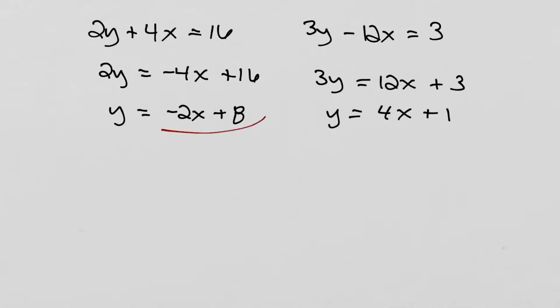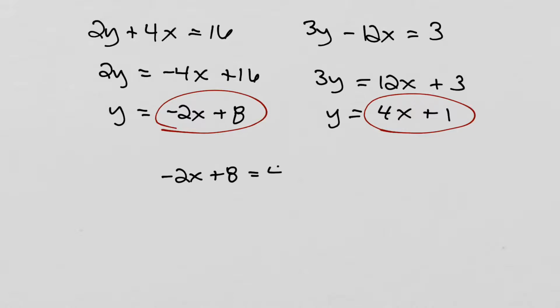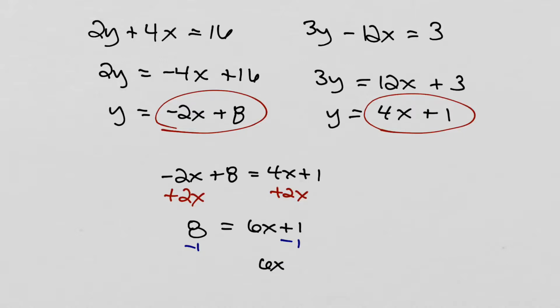And now since they're both solved for y, I can figure out when this actually equals that. So when is negative 2x plus 8 equal to 4x plus 1? Well, let's add 2x to both sides to give me 8 equals 6x plus 1. And then I can subtract 1 from both sides to get 6x equals 7. And if I go ahead and finish solving this, I would get x equals 7 over 6.